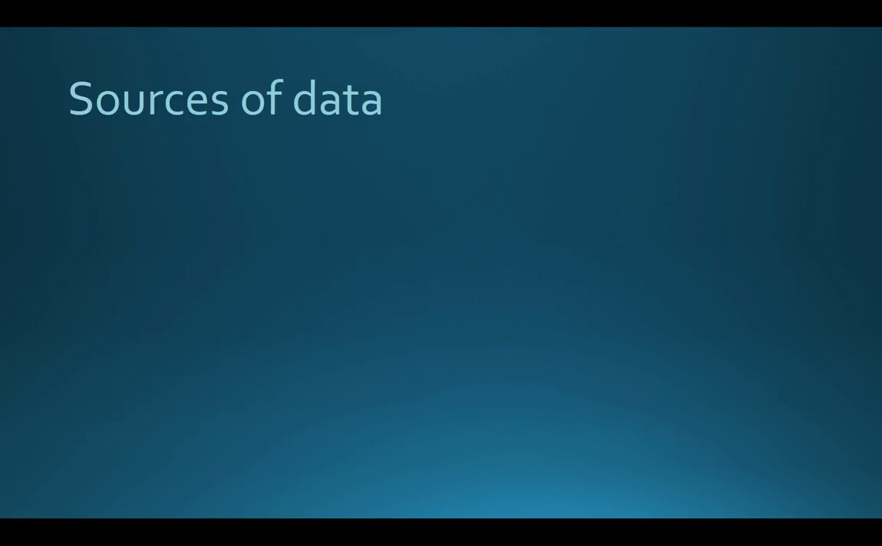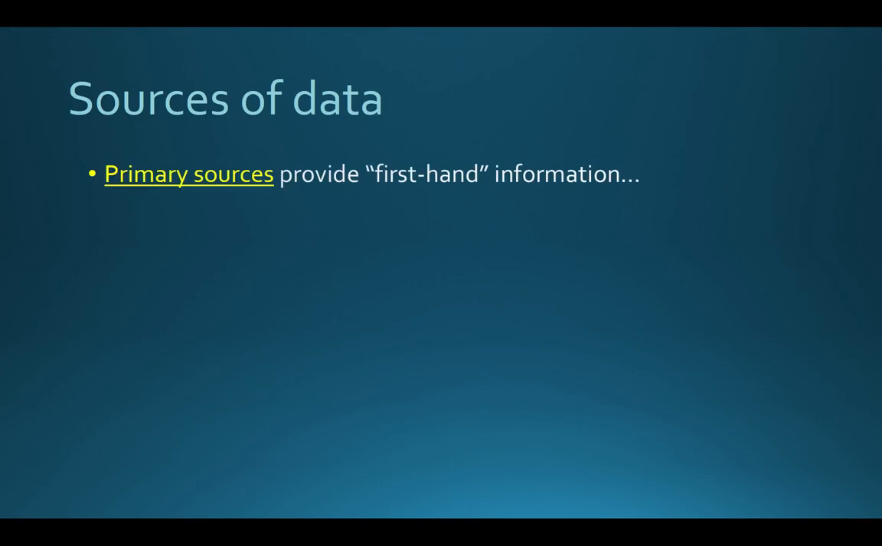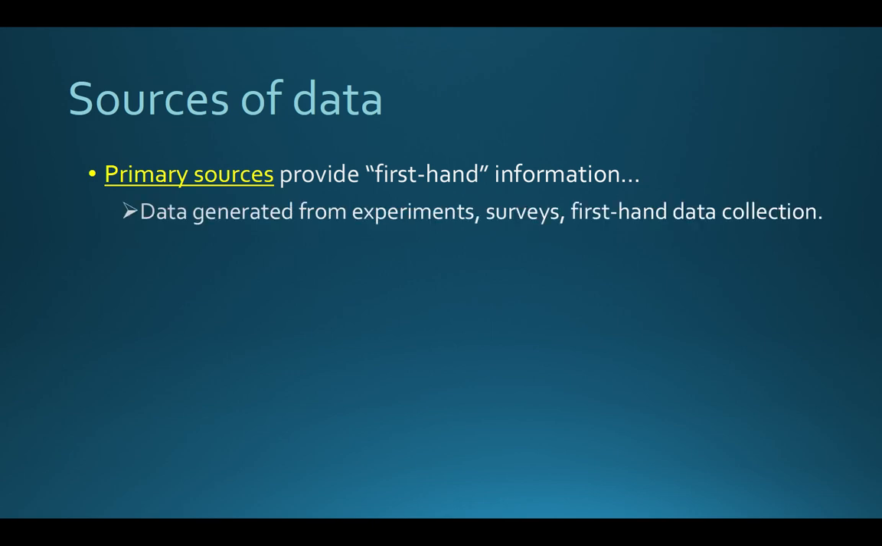Let's move on to talk about sources of data. I know you've heard about the idea of relying on primary sources. So what are primary sources? Primary sources provide first-hand information. So we're talking about data that's generated, or information that's generated from experiments. So maybe I'm a scientist, I run an experiment, I've generated primary data, right? I give a survey, I've generated this first-hand information. So we're talking about things that are first-hand data collection.